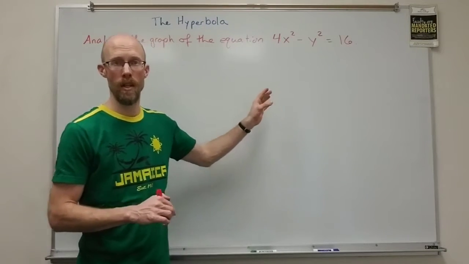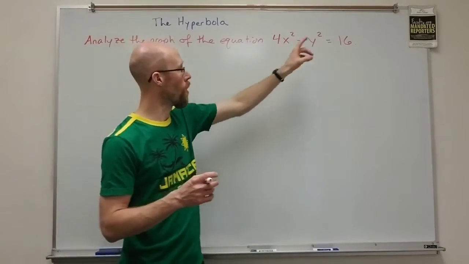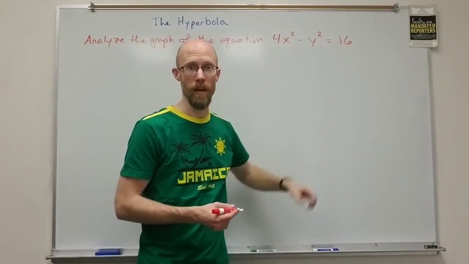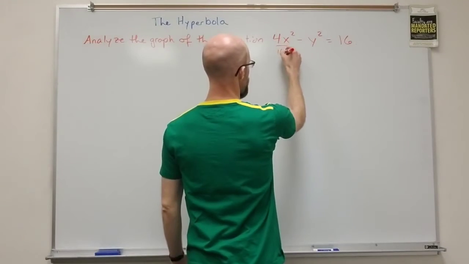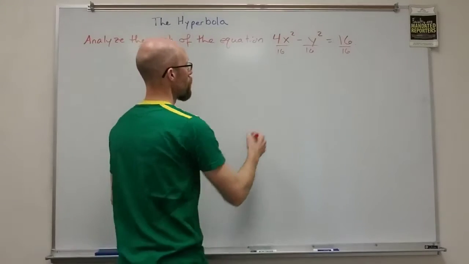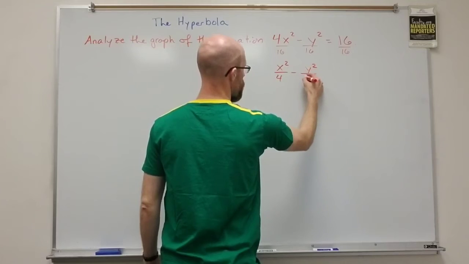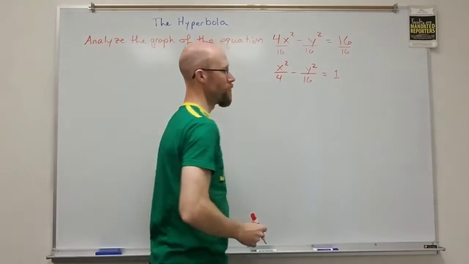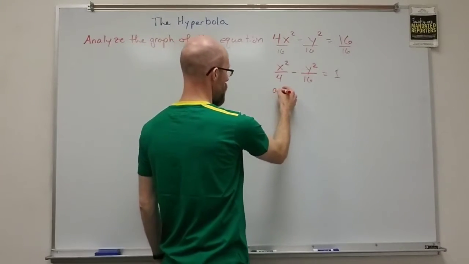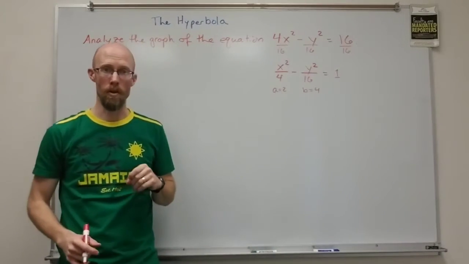So in this case, the first thing I need to do is put it in the standard form for a hyperbola. So I need to get a 1 as my constant on the other side of that equation by dividing out the 16. So I'm going to do that first, divide out the 16 to all 3 terms, and what I'll end up with is x squared over 4 minus y squared over 16 is equal to 1. The 4 and the 16 are nice. That tells me that my value for a is 2 and b is 4, the square roots of those two numbers.